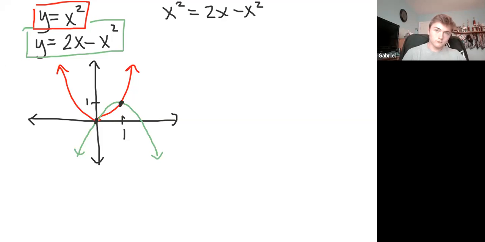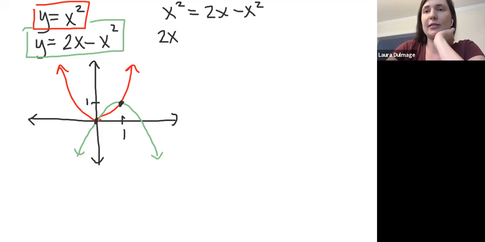When we do that, we'll add x squared to both sides. And I guess I shouldn't have really done it that way. We can just get it to 0. So getting this to 0, I'll subtract x squared from both sides instead.